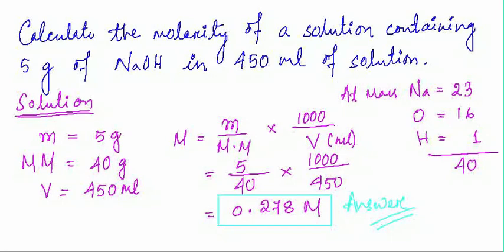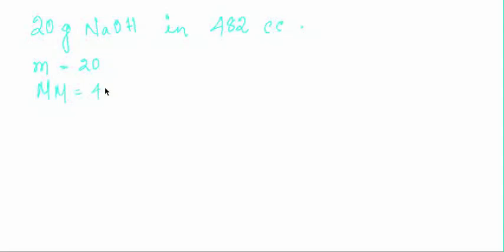Now we can take a few more examples as well. Let's take another example in which they have taken 20 grams of sodium hydroxide in 482 centimeter cube of the solvent. Now over here, small m is equal to 20, molecular mass is equal to 40, because for sodium hydroxide we have calculated that it was 40, and then volume is equal to 482 cc.